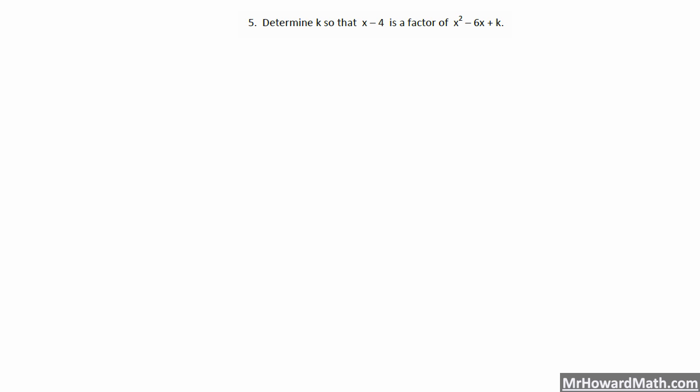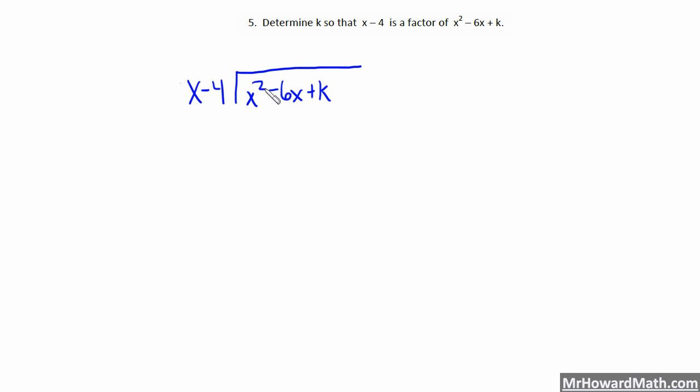I think you'll see it's pretty straightforward, but they ask us to determine k so that x minus 4 is a factor of x squared minus 6x plus k. So we need to find what the constant must be in order for x minus 4 to be a factor of this thing. So we can use long division to do that. So it would be x minus 4 needs to divide into x squared minus 6x plus k.